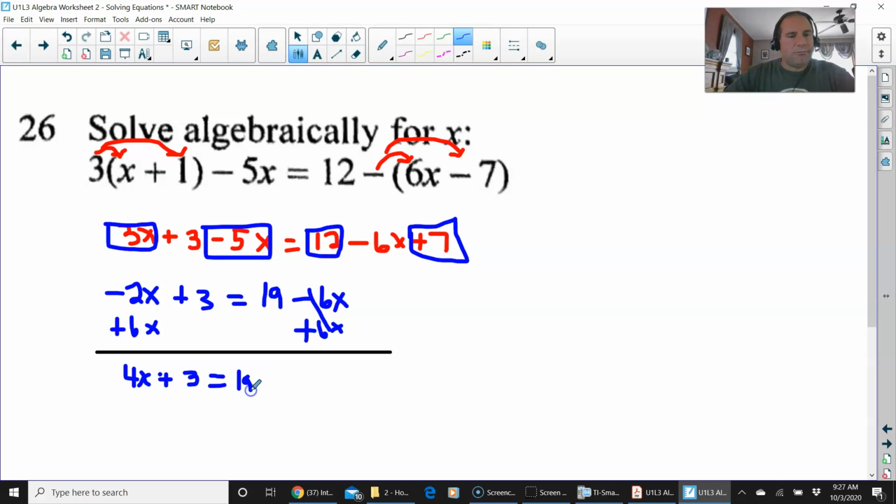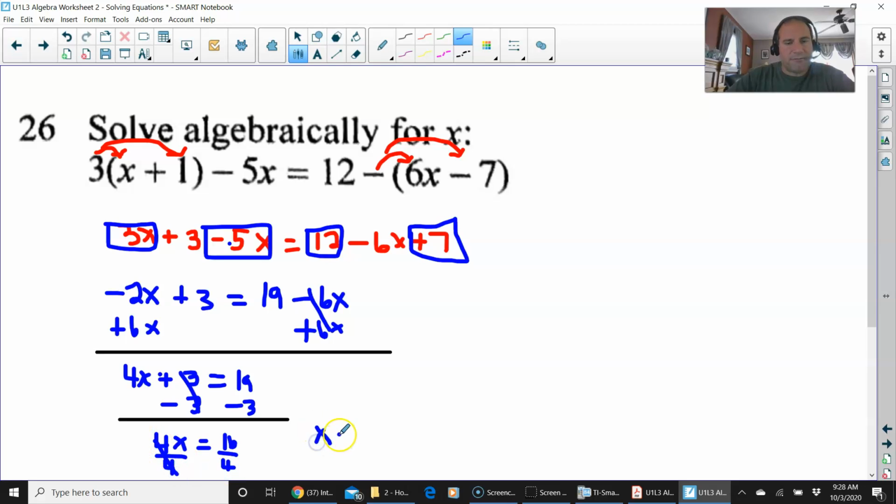Okay, so we have minus 3 on both sides. That's a 2-step equation. You did a lot of work here for this. And let's see if we get that 1-step equation going. This is 4x equals 16. And there's the 1-step equation. You divide by 4 on both sides. And you do have x equals 4 as your final answer.